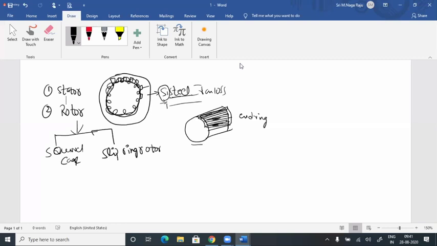And if you see slip ring rotor, the rotor is having a 3-phase winding. Okay.